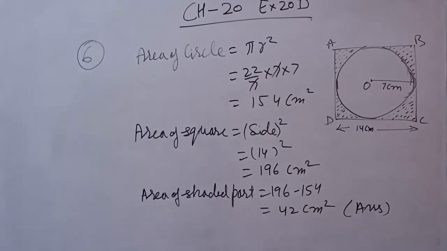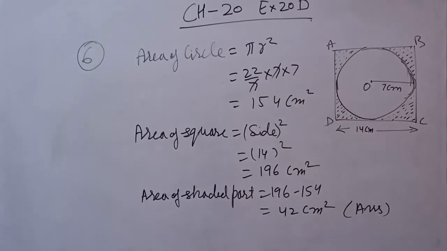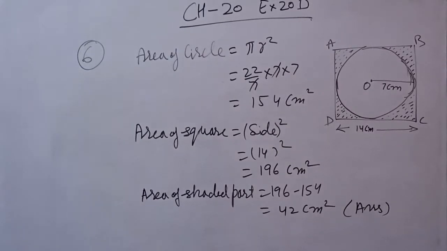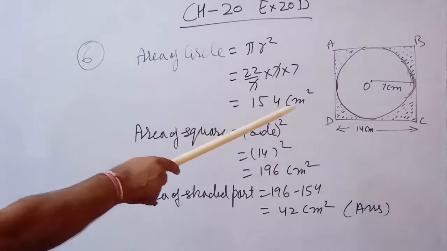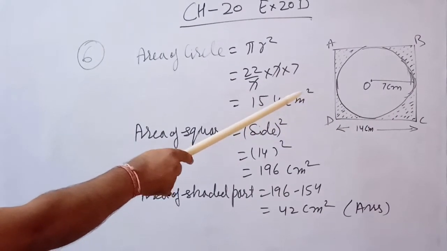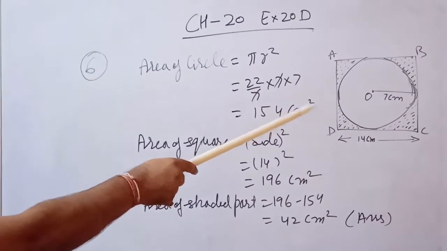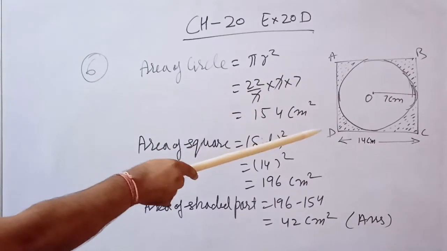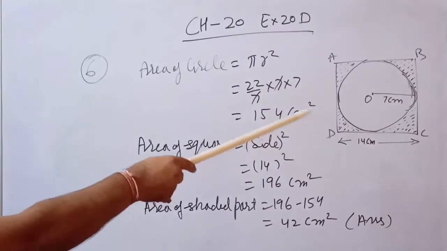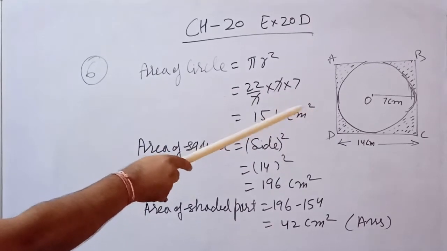Children, I am taking question number 6. Two parts are there, first and second. So I am taking the first part. The figure of the first part is what you can see here. The radius of the circle is given, and there is a square on its boundary. The radius of the circle is 7 centimeter.